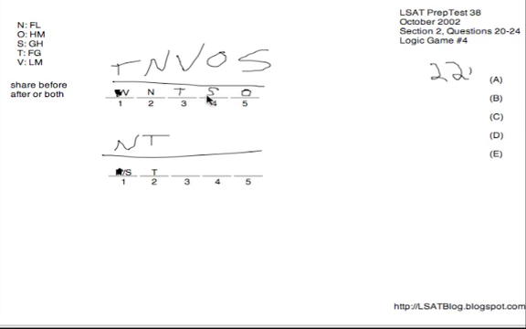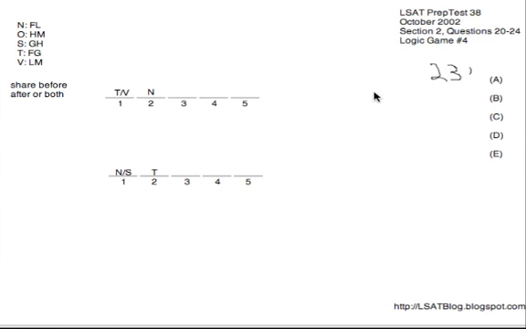So V, N, T, S, O. Scanning through the choices A to E: V, S, O, and T. Do we have any hits? Yeah, we have a hit with V on 1. This scenario works, so for that reason, choice A is our answer for number 22, and no need to go through the rest. Next, number 23.